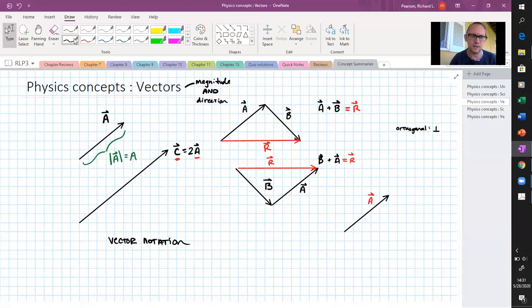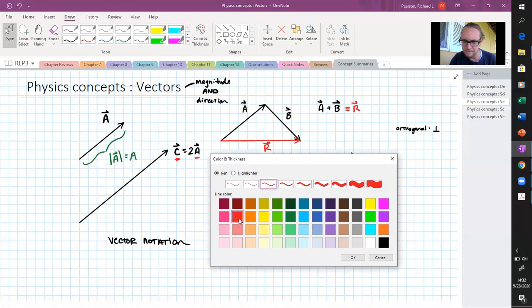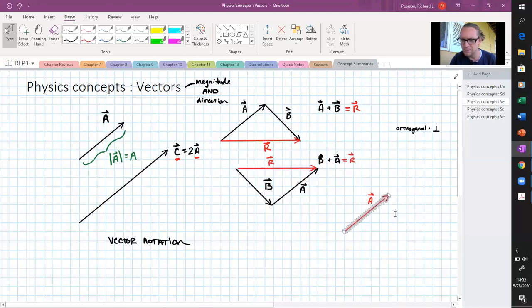I want this to be in this particular color, so give me a second here while I do that. Let's make it red. Make it blue. Sorry, kid shows.